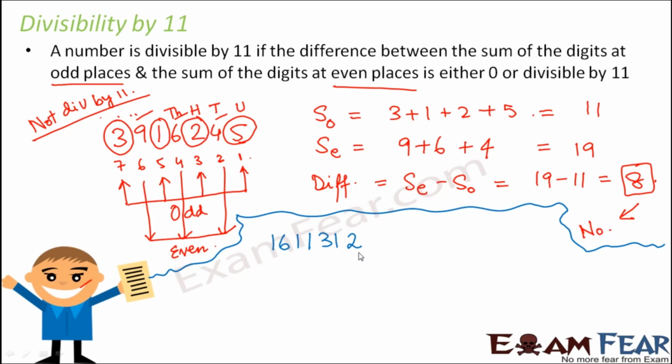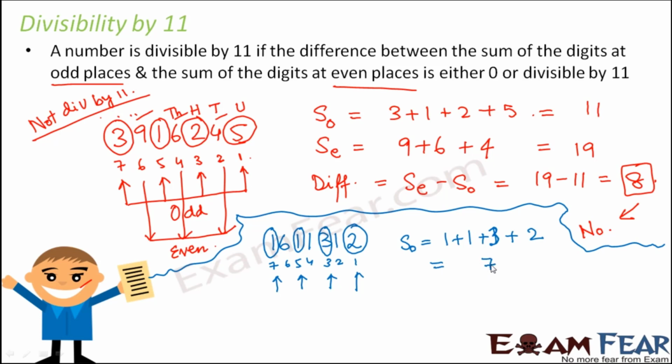So let us first try to find out the digits at the odd and the even places. Let us number the places 1, 2, 3, 4, 5, 6, 7. So which are the digits present in the odd places? These are the odd places, right? So the digits in the odd places are 1, 1, 3 and 2. So sum of the digits in odd places would be 1 plus 1 plus 3 plus 2. So this comes out to be 7.